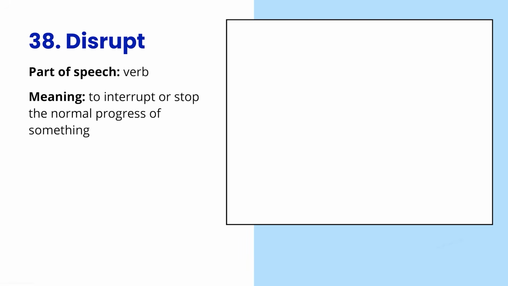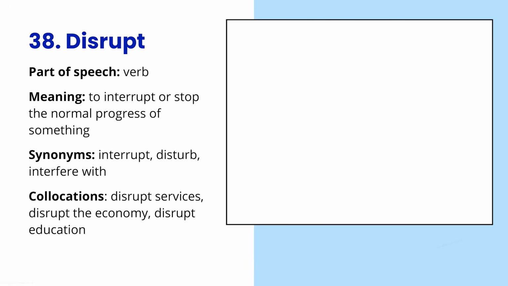Moving on to 38, disrupt. Disrupt is a verb which means to interrupt or stop the normal progress of something or the normal movement of something. Synonyms: interrupt, disturb, interfere with. Collocations: disrupt services. So this means to interrupt or to stop the normal working of the services. Disrupt the economy. So this means to stop the normal functioning or progress of the economy.